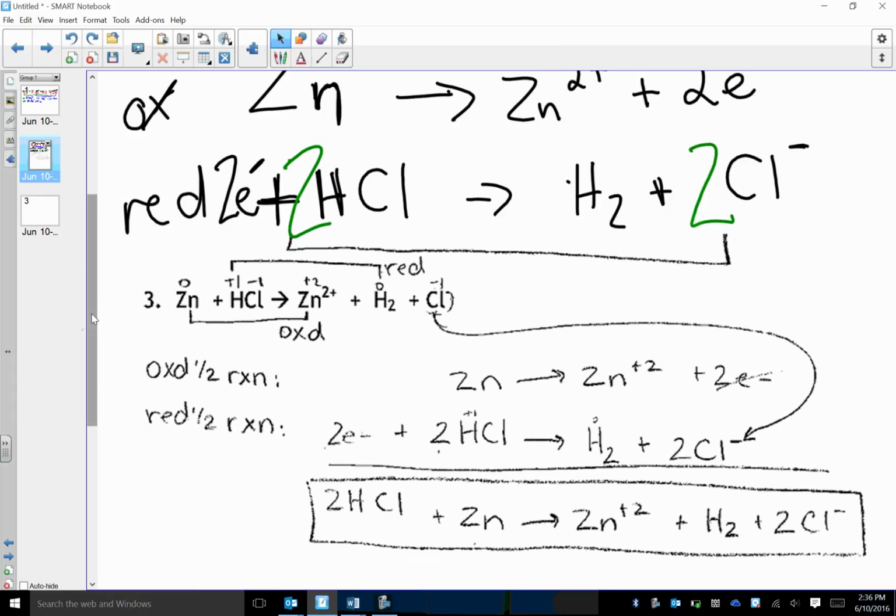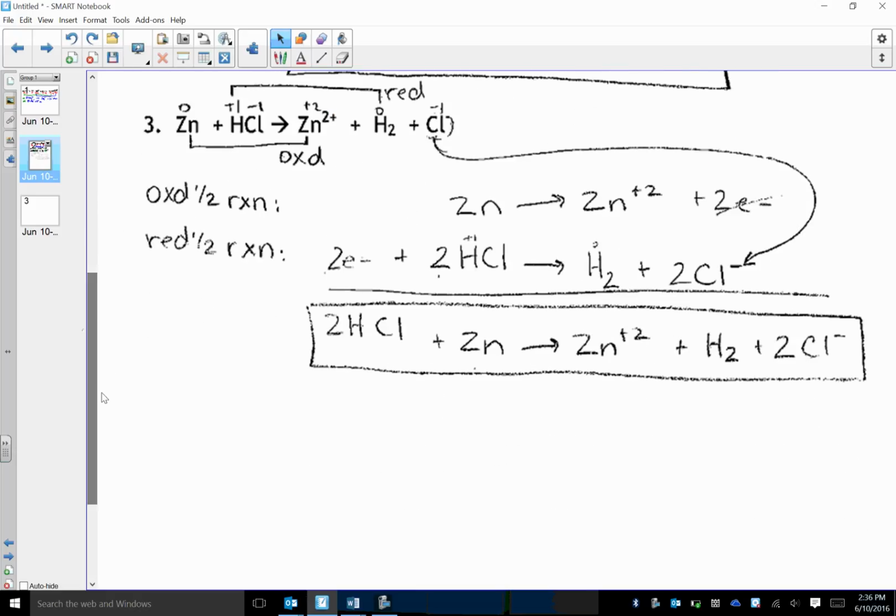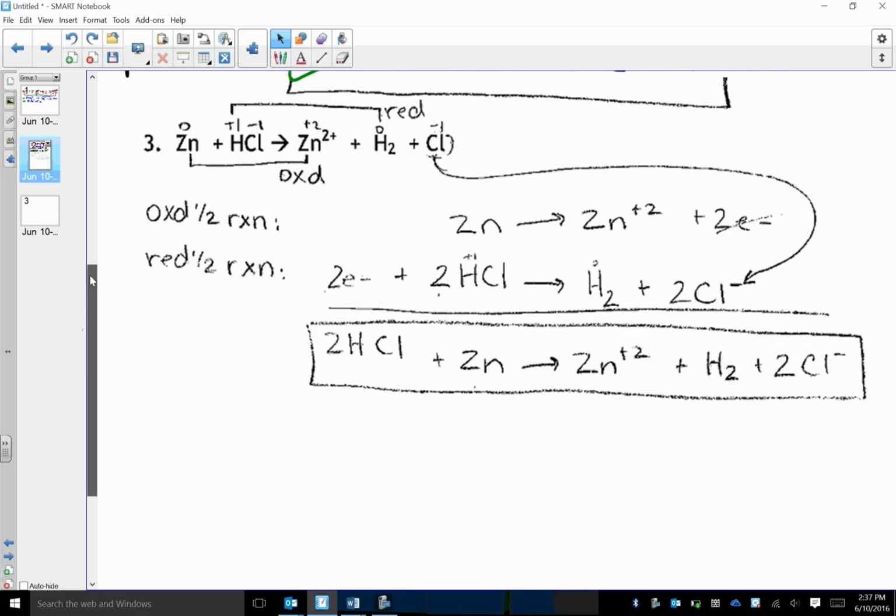Okay. When I add them together, I want you to notice that my electrons cancel out, 2 electrons on both sides. I have 2 HCl, zinc, zinc +2, H2, 2 Cl. So what I do is I put all the reactants on the left side and all of the products on the right side. So hopefully that's an example to kind of illustrate half reactions.